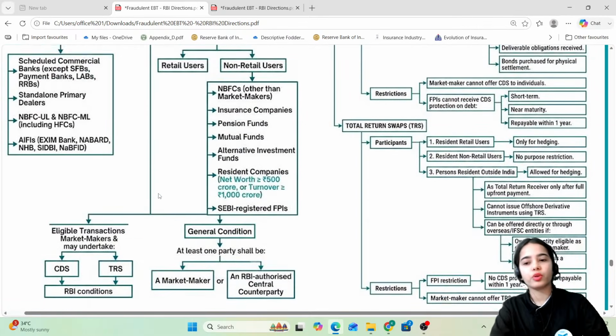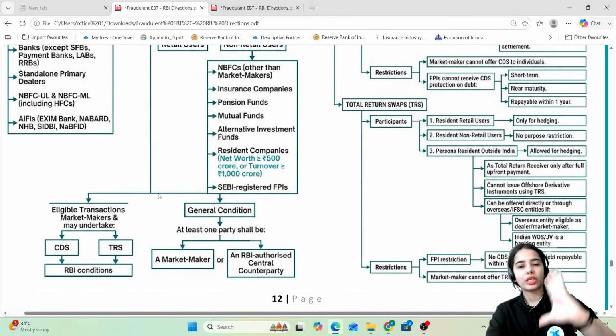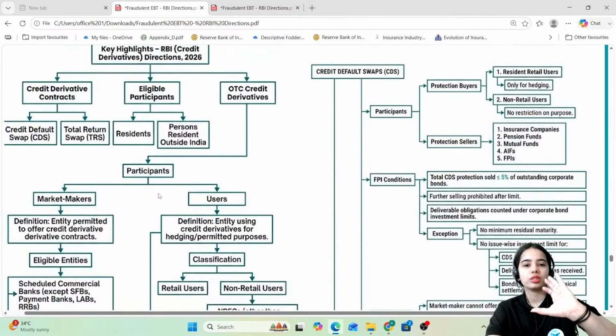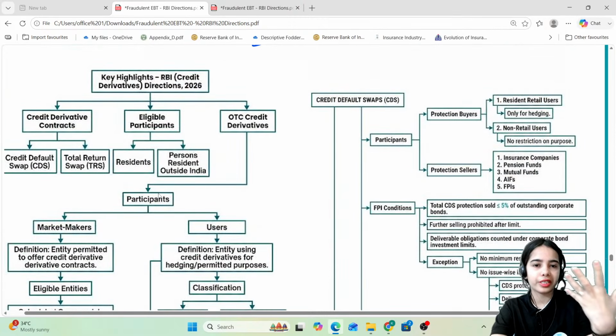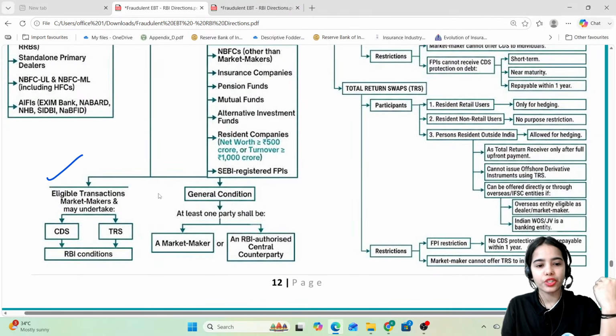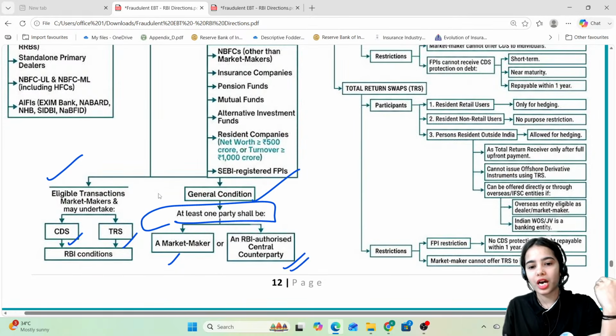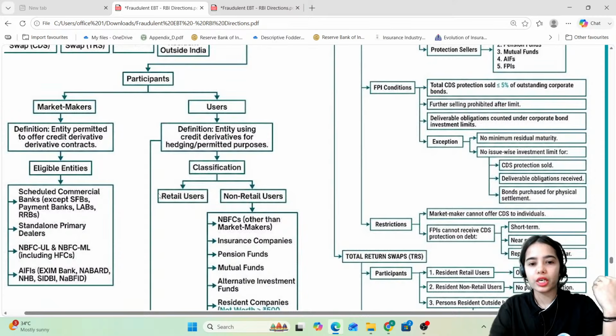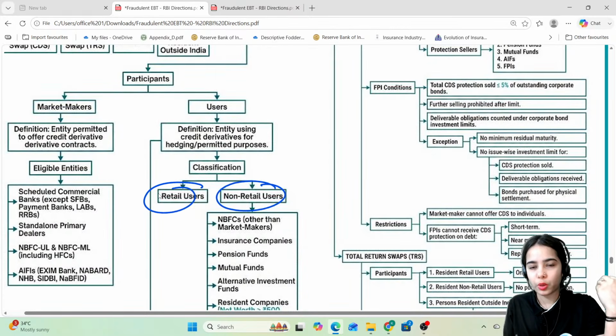So here through the infographic, you can focus on the main points. You can focus on the overall idea. The infographics are provided for you to remember the key points. Okay. So here the eligible transactions, CDS and TRS, general condition: at least one party should be a market maker or RBI authorized central counterparty, who can be the retail users, who can be the non-retail users.